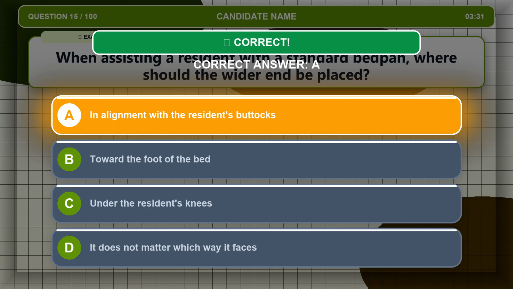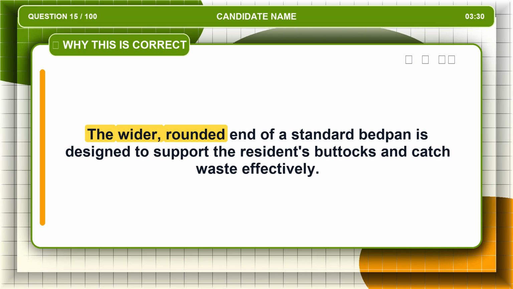The correct answer is option A, in alignment with the resident's buttocks. The wider, rounded end of a standard bedpan is designed to support the resident's buttocks and catch waste effectively.